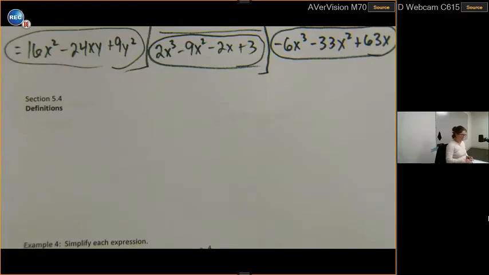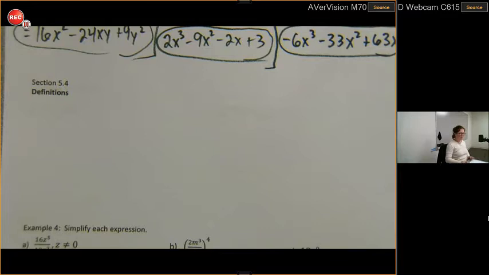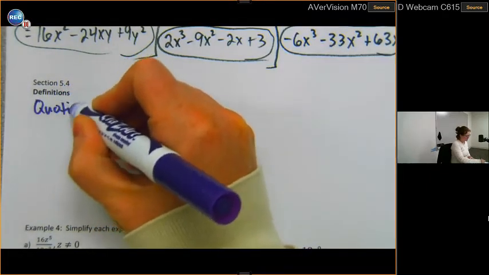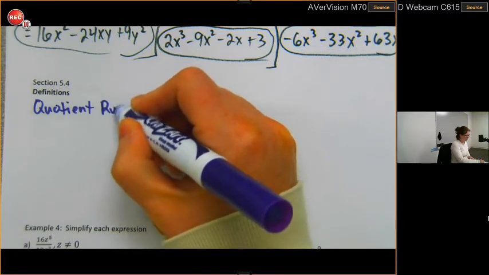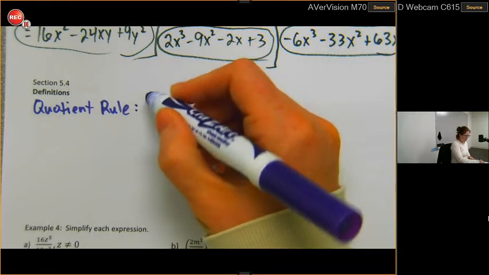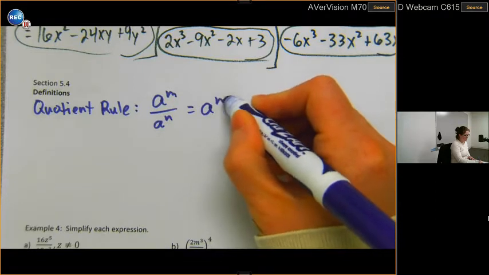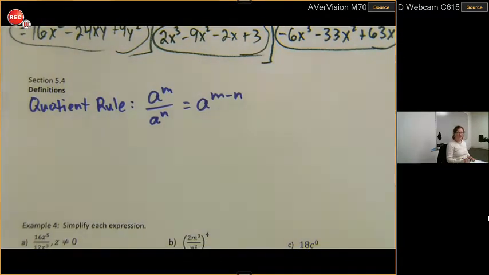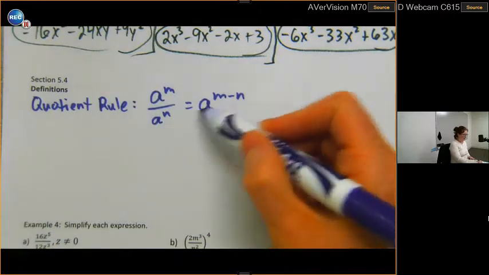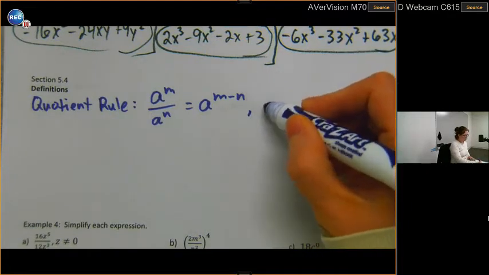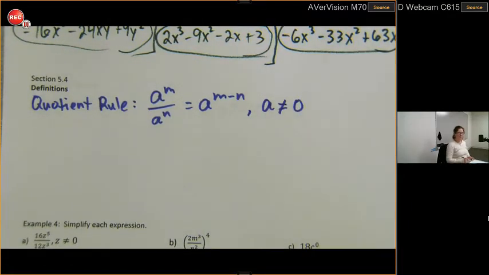Section 5.4 in the polynomial review is going to work more with rules of exponents. Our first rule is the quotient rule. Quotient means dividing, so we're going to have a fraction. If I have a to the m over a to the n, that equals a to the m minus n. Just like with multiplying, the a has to match and stay the same into the answer. Subtract the exponents. Also, we include the statement that a cannot equal 0 because it's the denominator of a fraction.